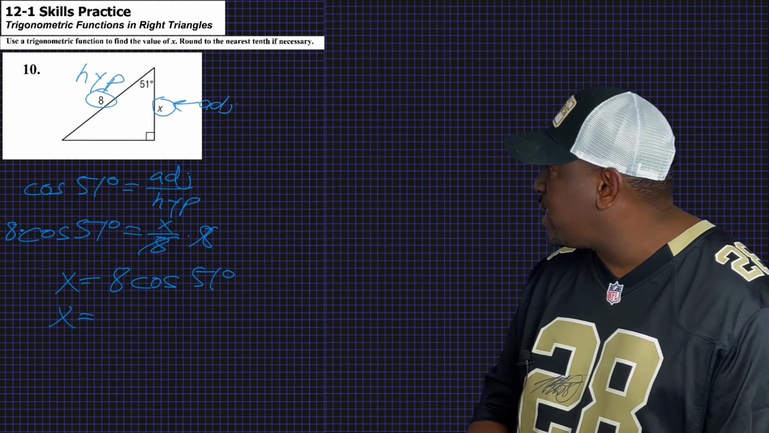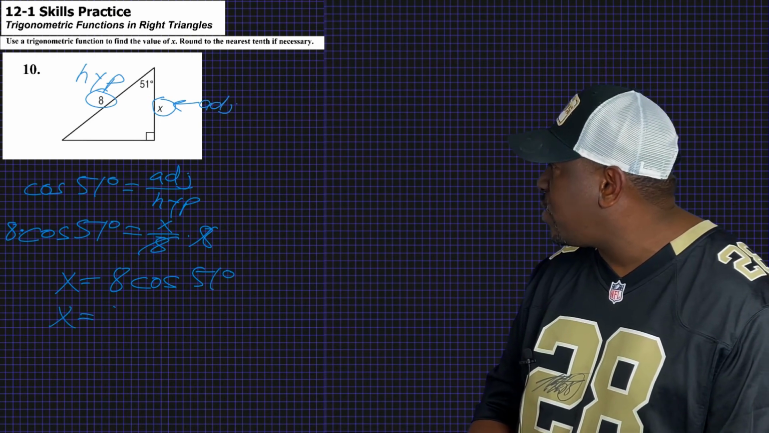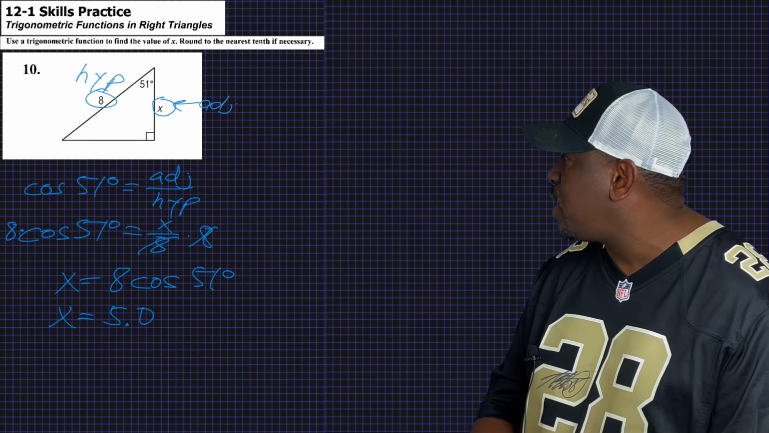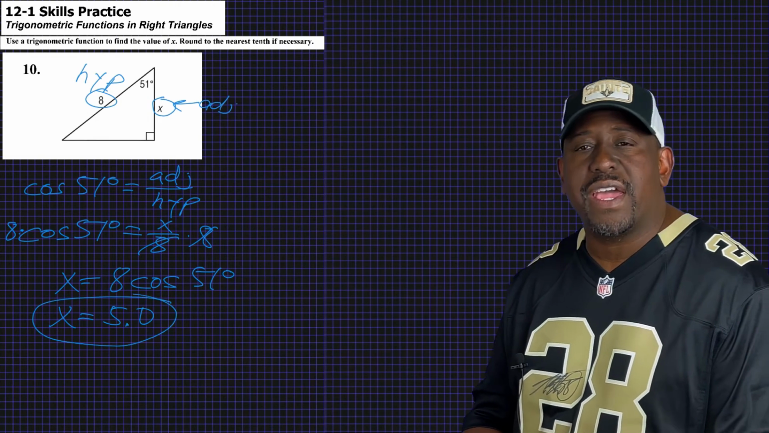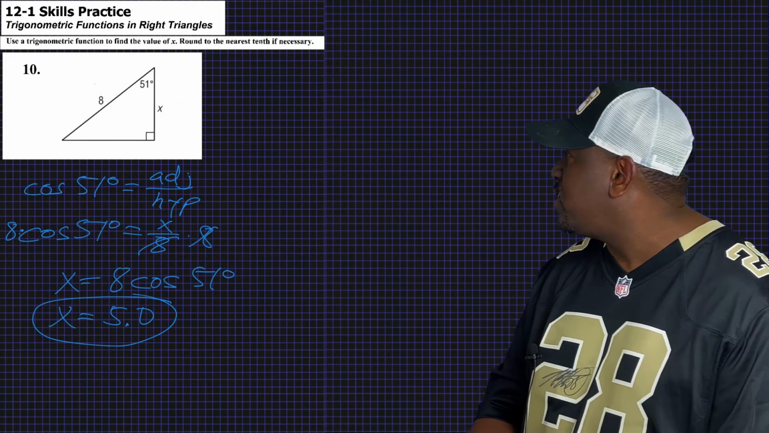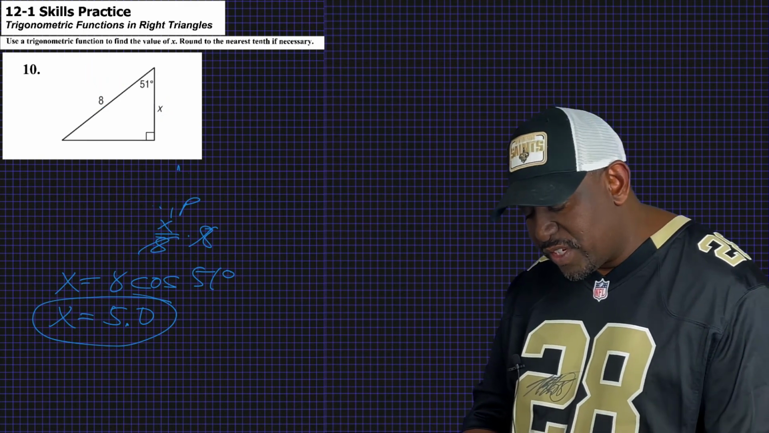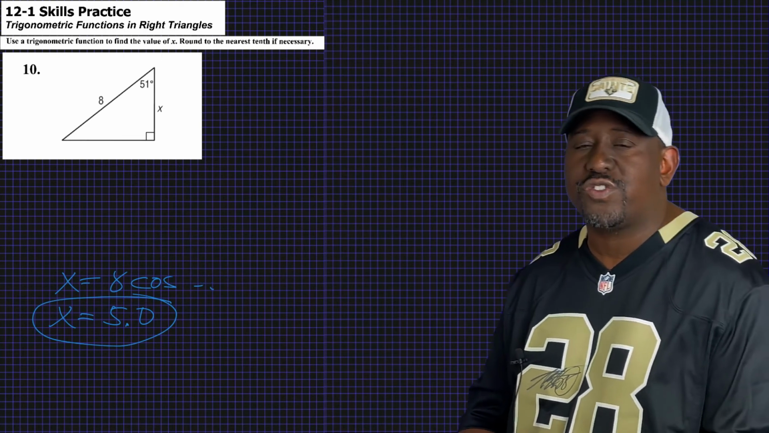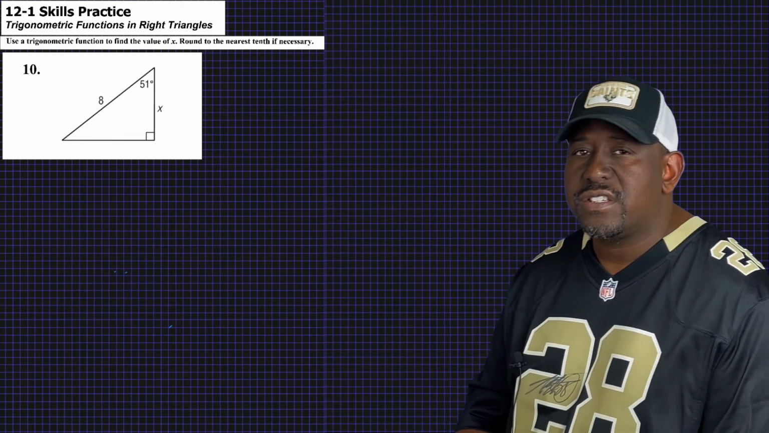You get your calculator. You plug that in, cosine 51 degrees, you multiply by 8, you end up with an x value of 5.0. And so that is your answer. So we've done yet another example where we're using trigonometric functions to solve for x.